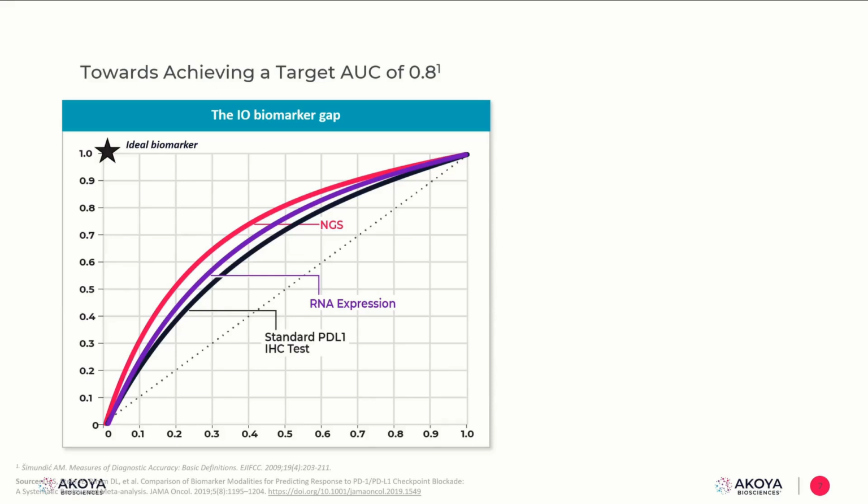Moreover, all three, IHC, gene expression profiling, and tumor mutation burden through next-gen sequencing, demonstrated comparable areas under the curve in predicting response to anti-PD-1, PD-L1 treatment. But the AUC was only about 0.7 even for the combination. So, can we do better? And what other options do we have?